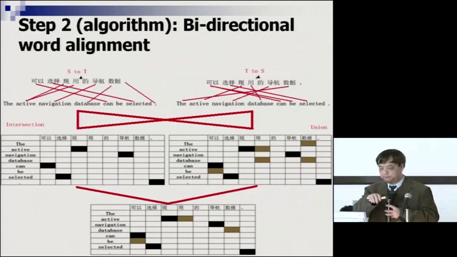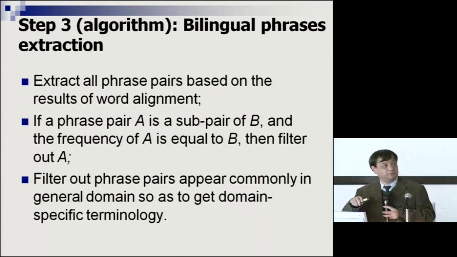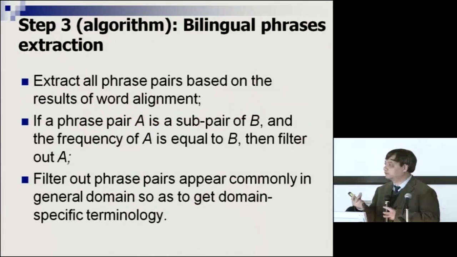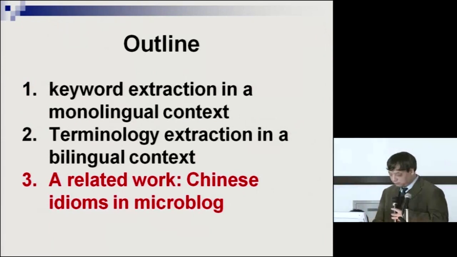Step two: we do bidirectional word alignment, Chinese to English and English to Chinese, then try to merge the results of the bidirectional word alignment. Then step three: we do some other processing to get high quality bilingual term pairs. That's part one, on terminology extraction.